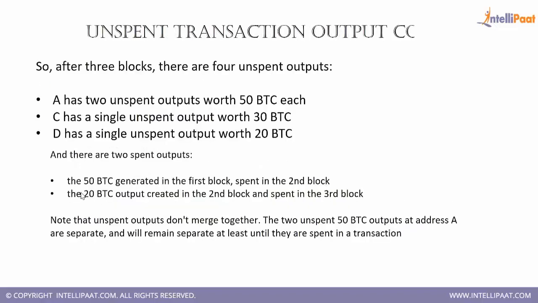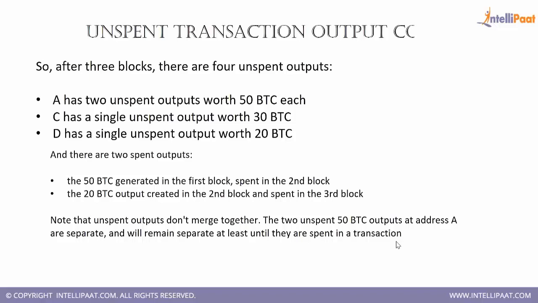Okay. So basically note that unspent outputs don't merge together. The 2 unspent 50 BTC outputs at address A are separate and will remain separate at least until they are spent in a transaction. So when you mine a block, you receive certain BTCs, and you can then use that to make a further set of transactions, which become unspent outputs for other parties because they have not spent them. All those unspent and spent transactions will have separate entries in your wallet.